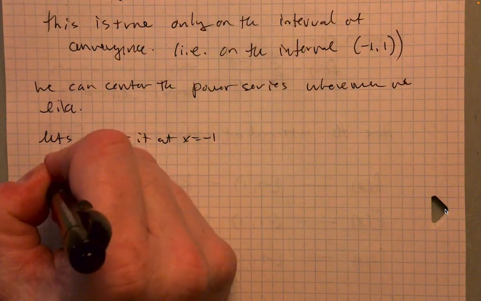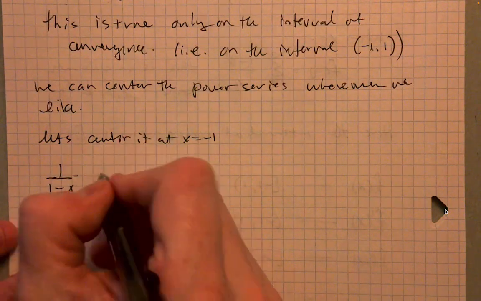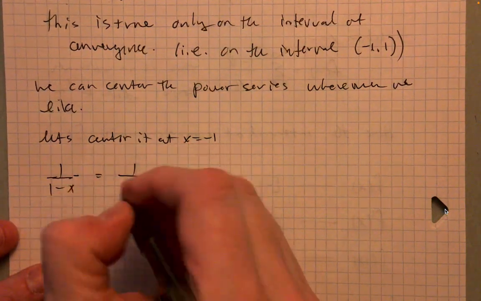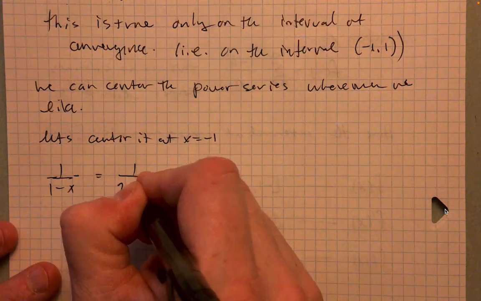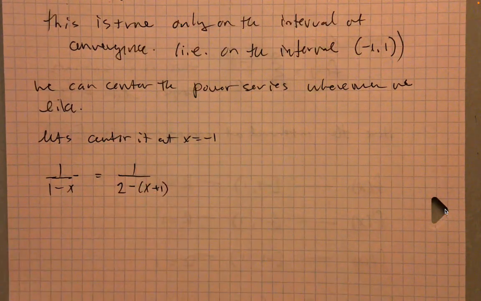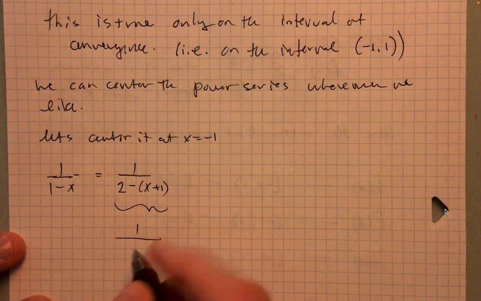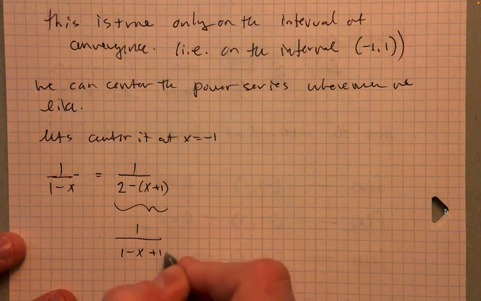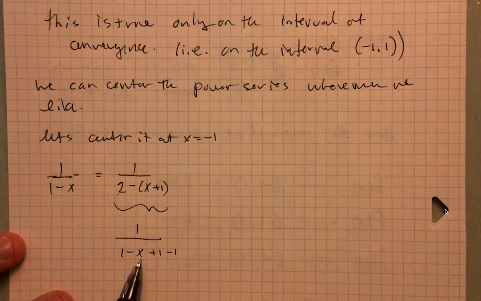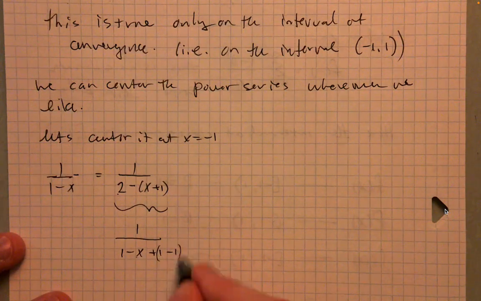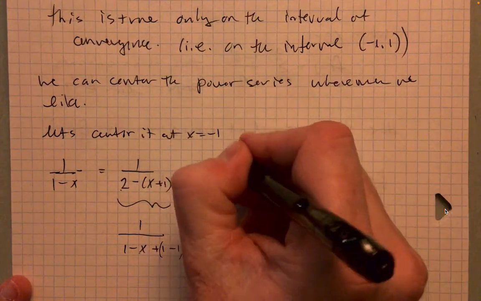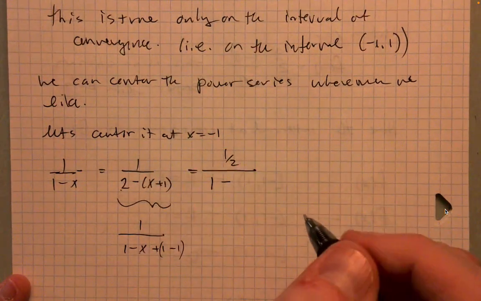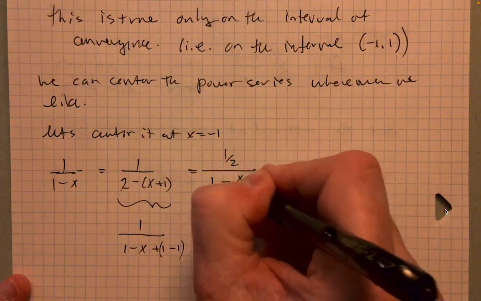For that we'd say 1 over 1 minus x is equal to 1 over, and what I'm going to do is add and subtract 1 from the bottom, so it'll be 2 minus x plus 1. Just to keep track, it was 1 minus x, and then I say plus 1 minus 1. The 1 plus 1 gives me the 2, and then I've got negative x minus 1, so I factor that out and I get x plus 1. I'm just adding 1 minus 1. We could divide everything down by 2, and we get 1/2 on the top, and then 1 minus x plus 1 over 2.